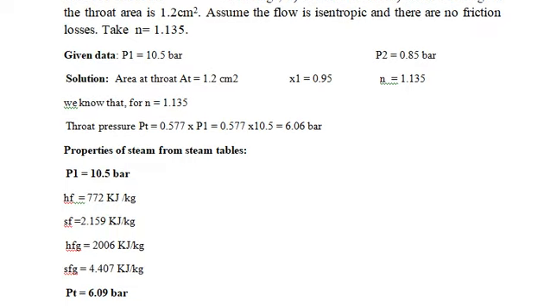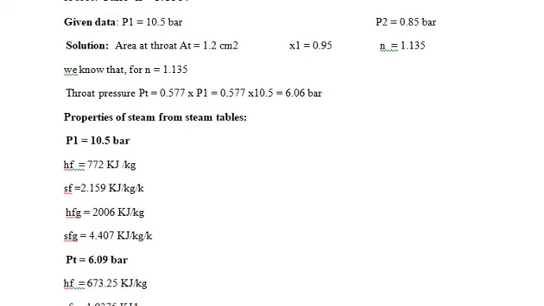Then from the steam table, you have to find out the values at 10.5 bar. Go to the steam table and take the values hf, sf, hfg, sfg. hf equal to 772 kJ per kg, sf equal to 2.159 kJ per kg Kelvin, hfg equal to 2006 kJ per kg, and sfg equal to 4.407 kJ per kg Kelvin. For the throat pressure, we are getting 6.09.